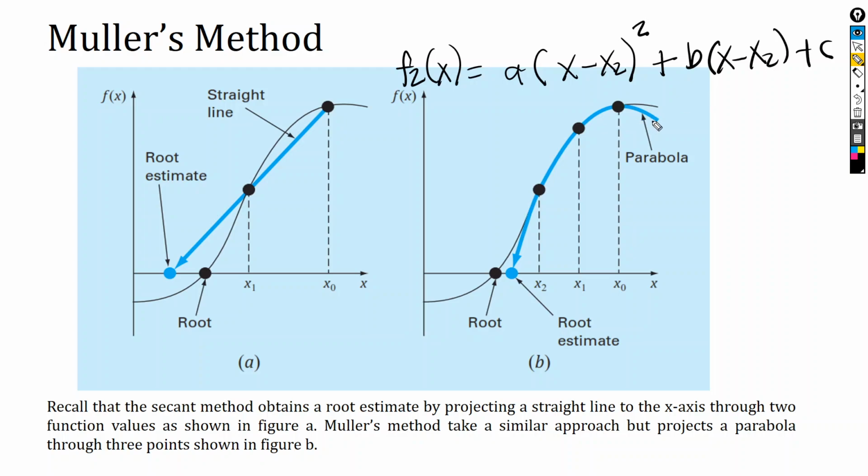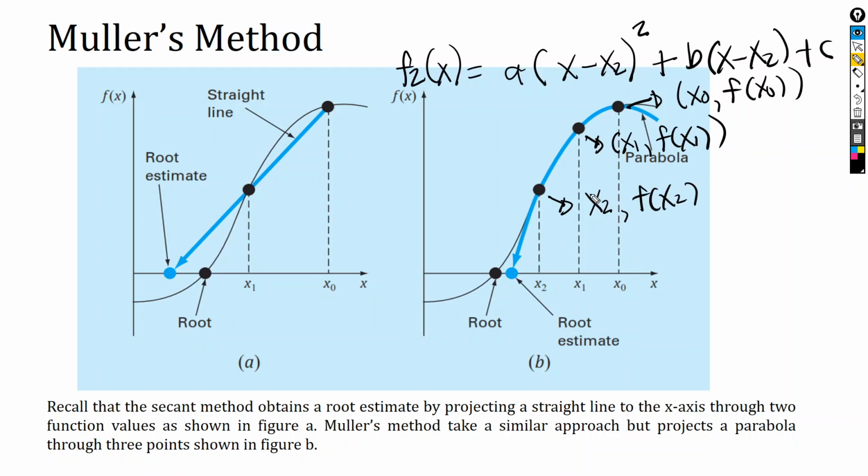So what we have here is we want this parabola to intersect the 3 points, as you can see in the figure. Let us say x0, and the corresponding pair of x0 is denoted by f of x0. As you can see, we also have here the points x1 and f of x1, and also here we have x2, f of x2. Okay, so we want this parabola to intersect these 3 points.